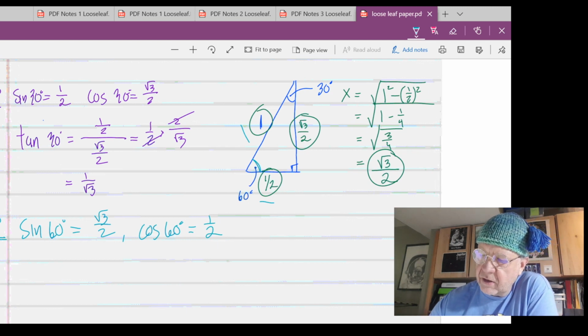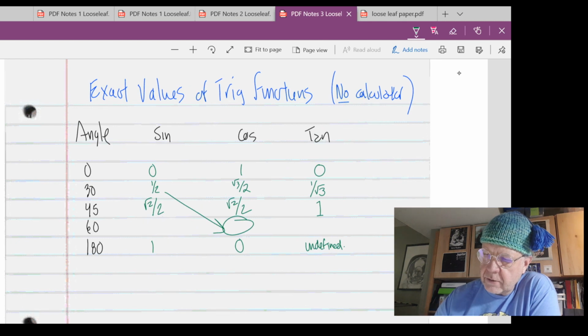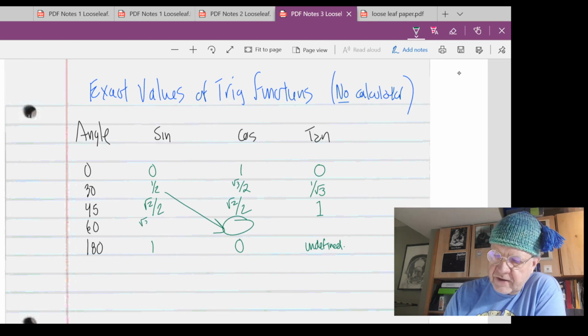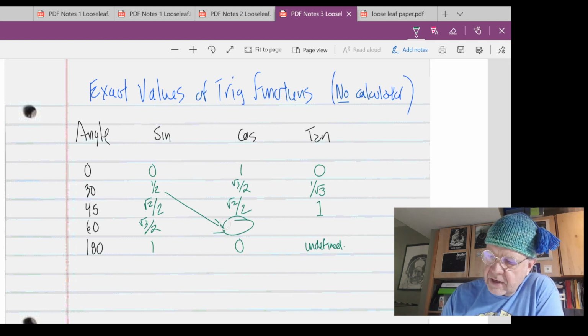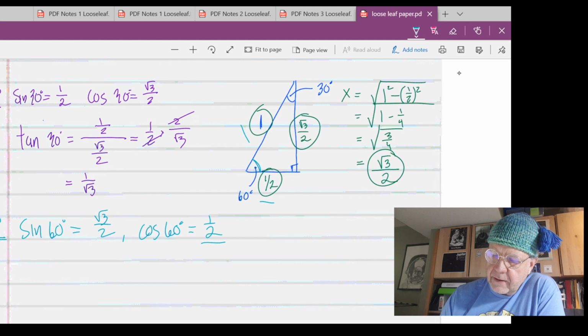Now let's go back and take a look. Sine is root 3 over 2. Sine of 60, root 3 over 2. Look at that. Isn't that awesome? And I think you'll see very easily and very quickly that the cosine of 60 degrees is going to be 1/2. Let's go back and do that. Yep, there it is. And what will the tangent be?